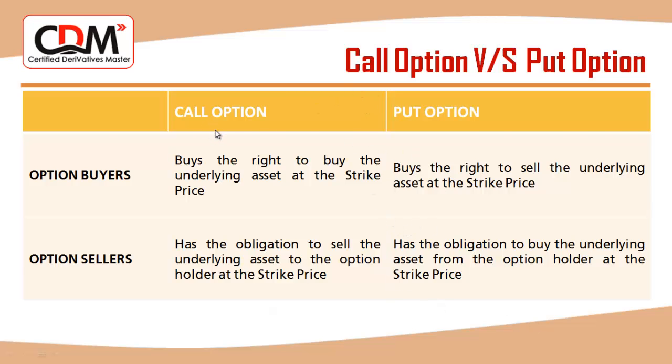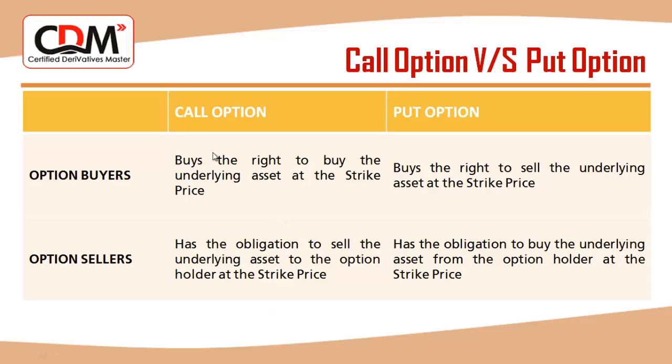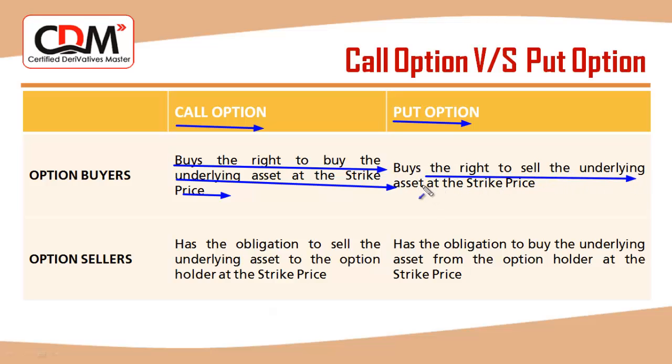Now there are basically two types of options. One is call option, and one is put option. Now what is a call option, what is a put option? If we go by the definition, in a call option, buyers have the right to buy the underlying asset at a particular strike price. This is what we call a call option. And in a put option, buyers of the option have the right to sell the underlying asset at the strike price. So in both, it is the buyers who have the right.